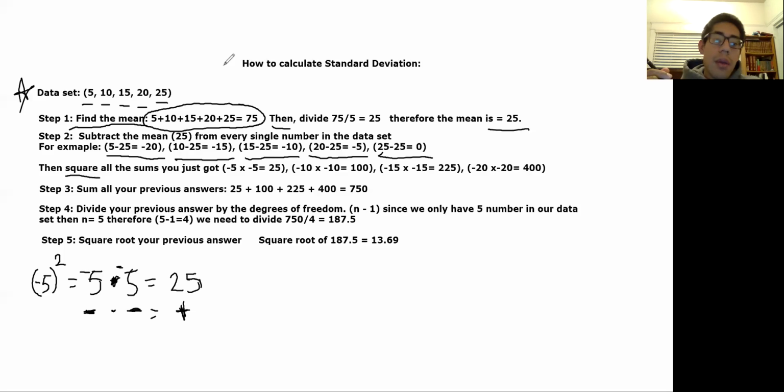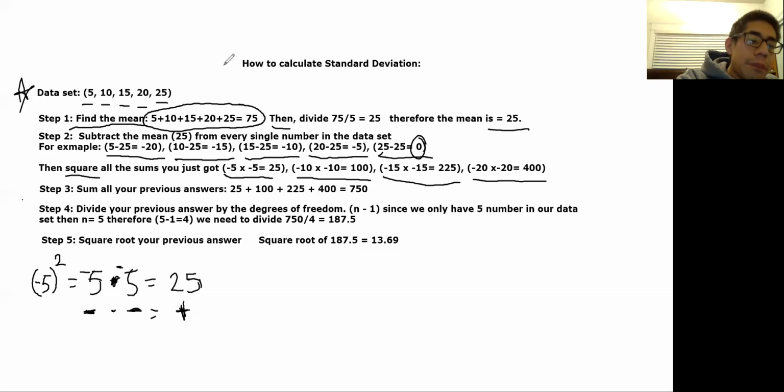Okay, so we're gonna move on to step 3, because right here, if you notice, I did that to all of them, right? And I kept all the negatives and I made sure they were positives. Now, you might notice there's no 0 here, because I had a 0 here, and there's no 0 here. Well, 0 times 0 is just 0, so it's kind of gone. It's not there anymore.